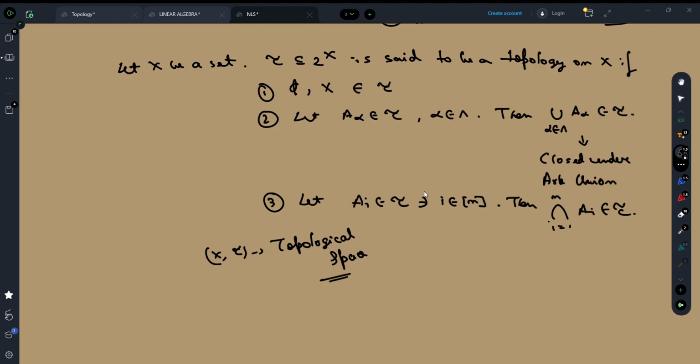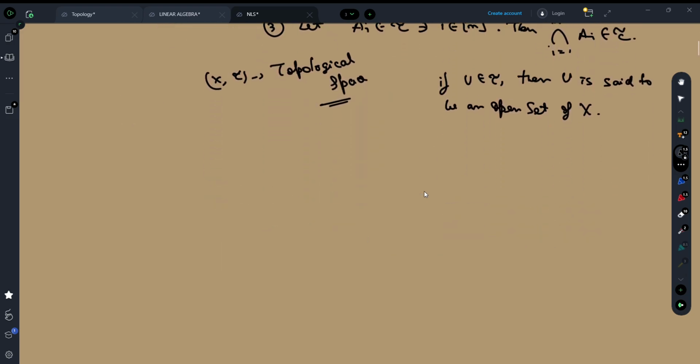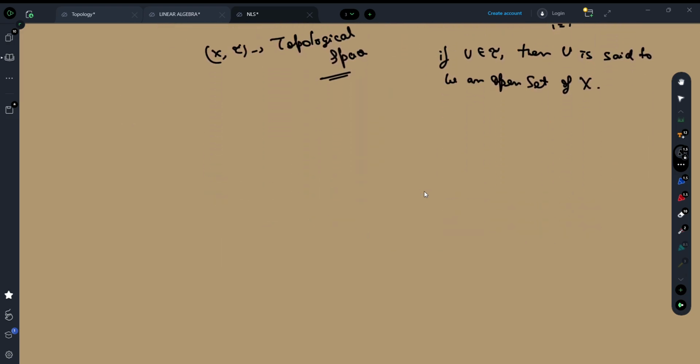Having done this, one more thing to say here is that every element of tau is said to be an open set. If U is in tau, then U is said to be an open set of X. Clear? So let me get straight away to the concept of a normed linear space. What exactly happens is that I consider a vector space. So let X be a vector space.